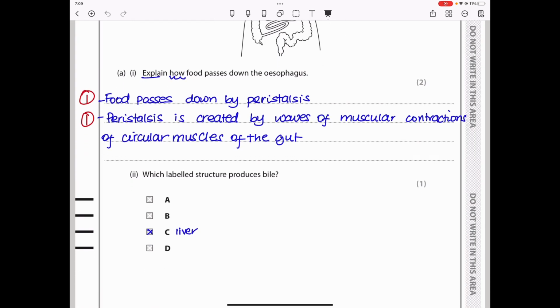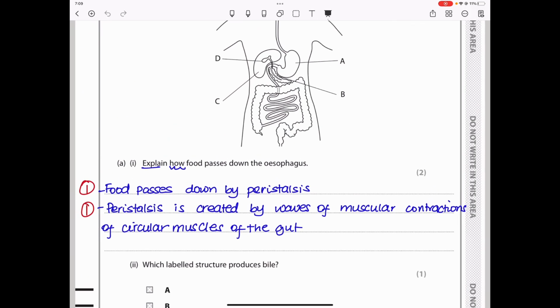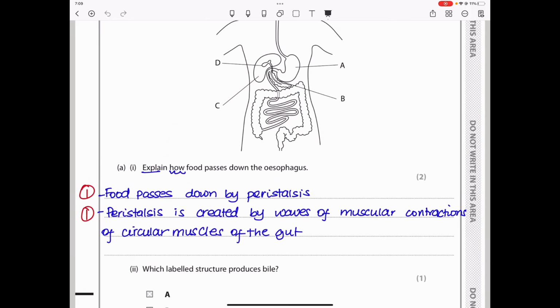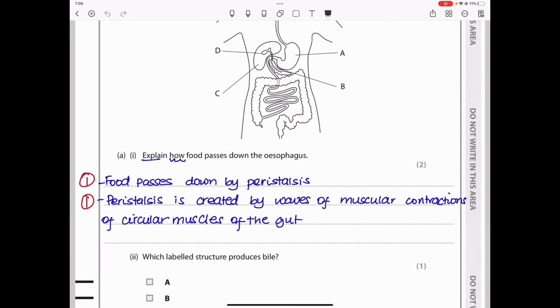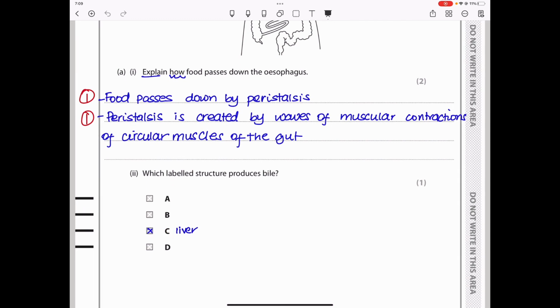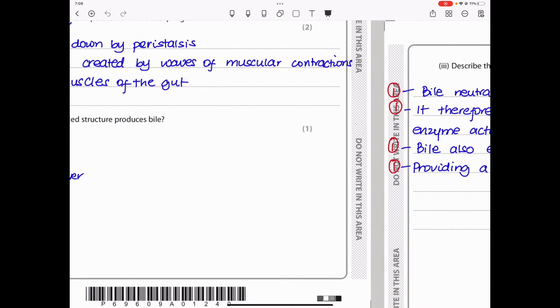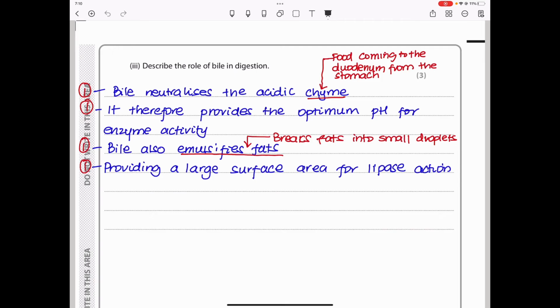The next part says, which labeled structure produces bile? Bile is going to be produced by the liver, and as you can see, the liver is C. Continuing on to the next part, they say, describe the role of bile in digestion.